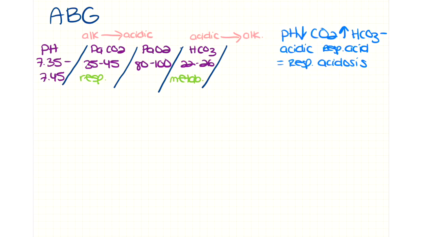If my pH is high, my CO2 is low, my bicarbs, HCO3, are normal, pH is high, so it's alkalotic. CO2 is low, so it's alkalotic. So therefore I am in respiratory alkalosis.